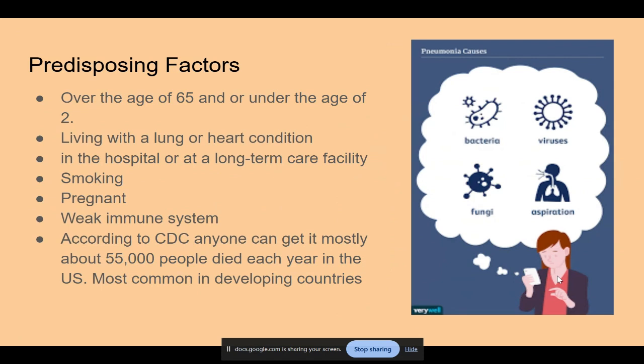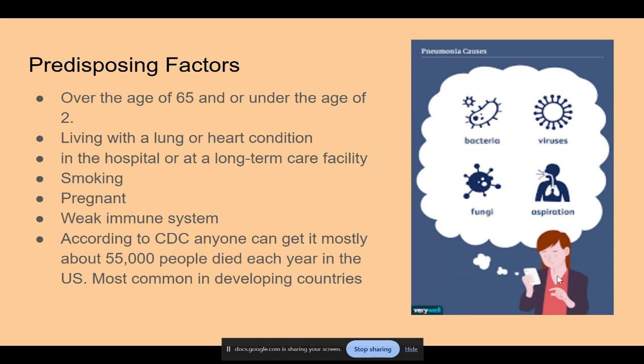So, some predisposing factors are people age 65 and older and under the age of 2 as well. These factors include people living with lung conditions and heart conditions. People can also get it from hospitals and long-term care facilities. Then smoking as well, pregnant women or at birth, and weak immune systems.